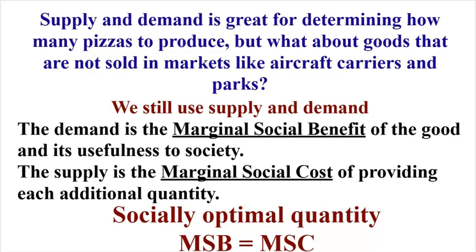And we'll talk about a couple of examples here in just a second. But the MSB should be equal to the MSC. That is where we should produce, and that is where we're going to get the most benefit for society's sake. That's the important piece here. So whether it's pizzas or aircraft carriers or swimming pools, we're looking at the marginal social benefit equal to the marginal social cost.